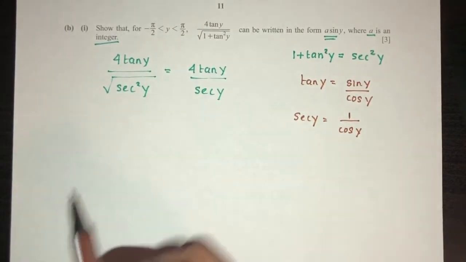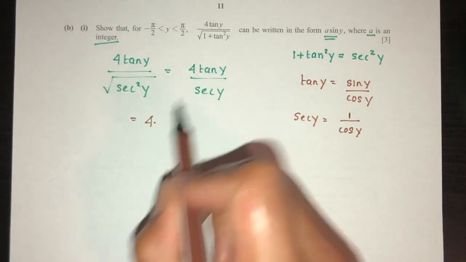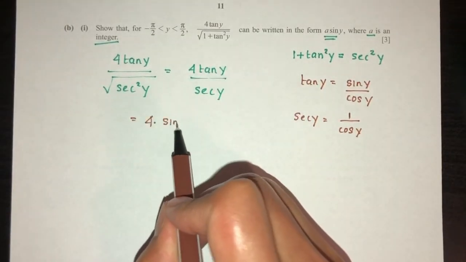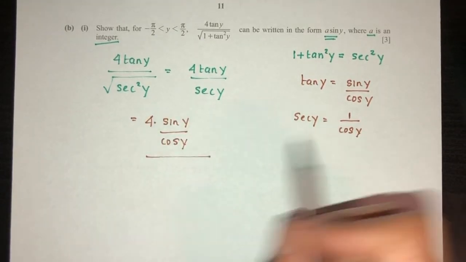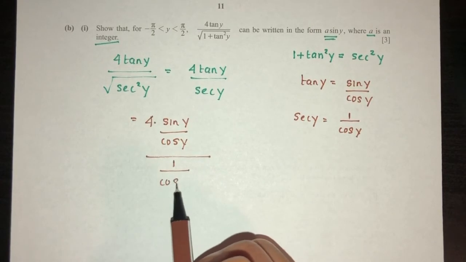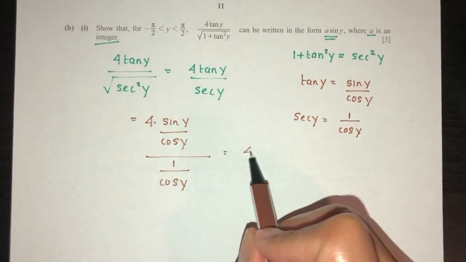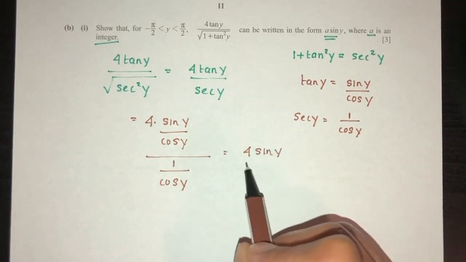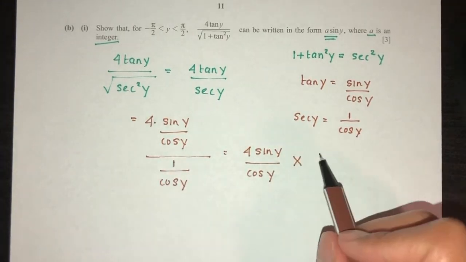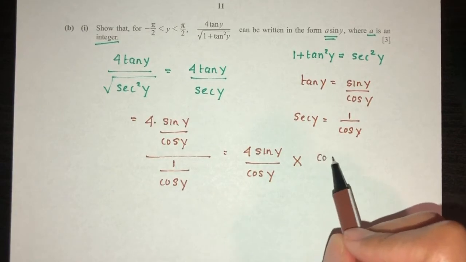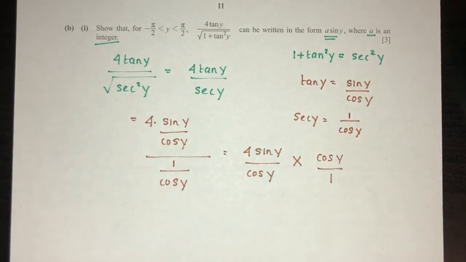So now we can replace. So you have 4 times tan, that will be sine y divided by cos y. Now divide by 1 over cos y. So simplify, you will have 4 sine y divided by cos y. Multiply, we have to flip it upside down, it becomes cos y over 1.